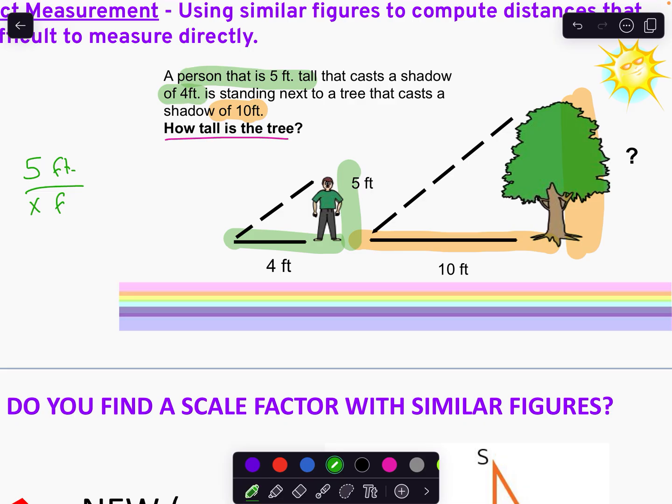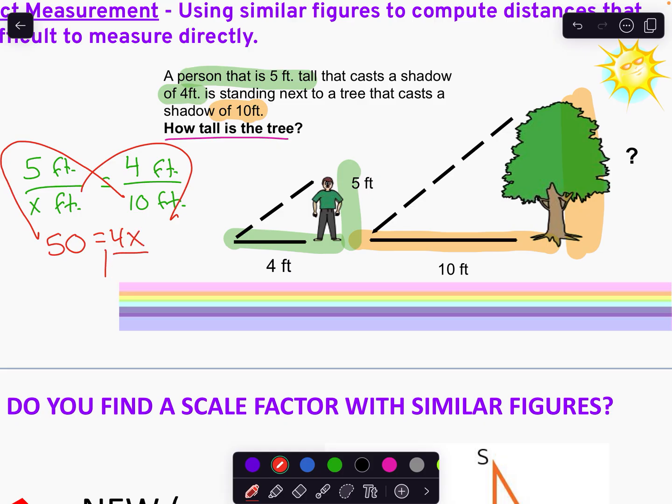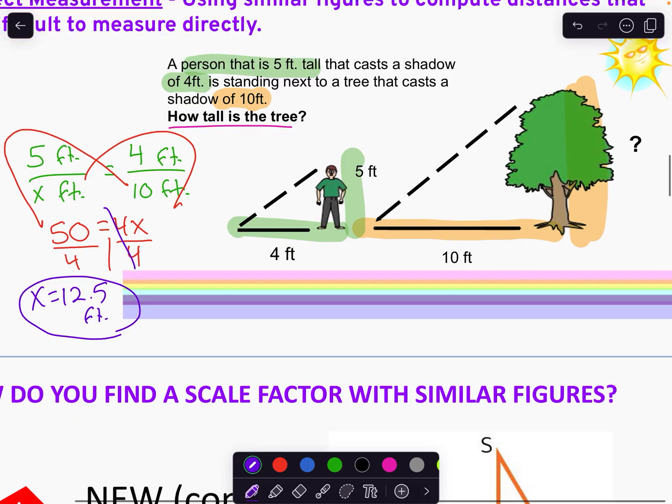So we'll say the tree is x feet. Then my second ratio will be all about the shadows: the length of the shadow of the person and the length of the shadow of the tree. Okay, so cross multiplying here, we're going to get 50 equals 4x. Divide both sides by 4. So you should get x equals 12.5 feet. That would be a good estimate of how tall the tree is if you know all those other things. So it comes in handy sometimes.